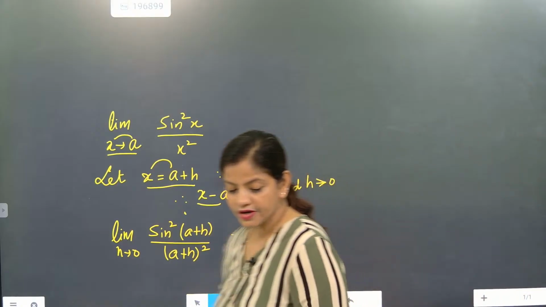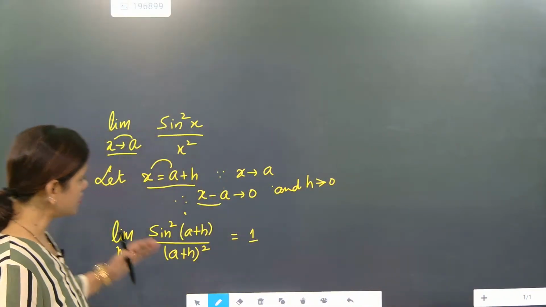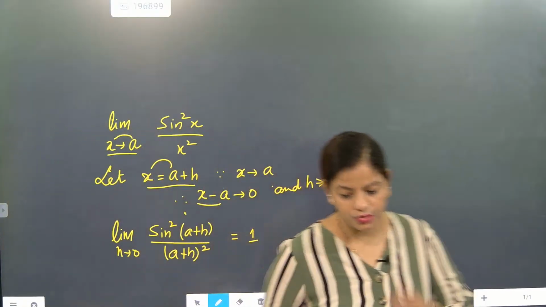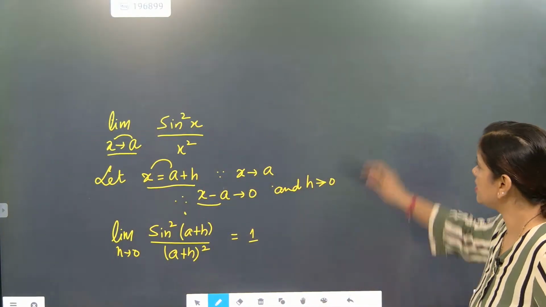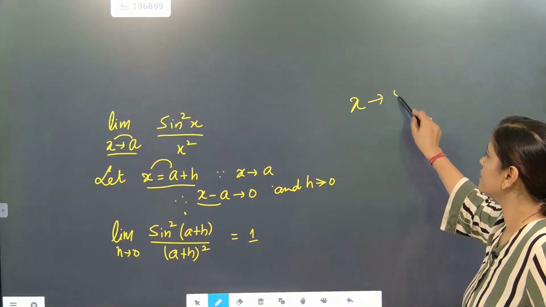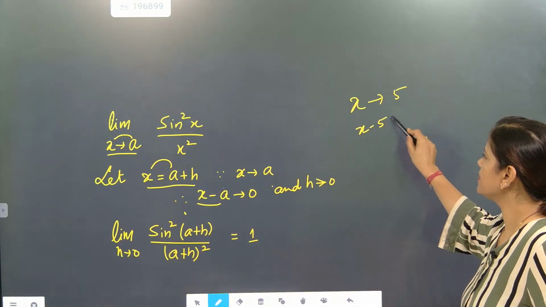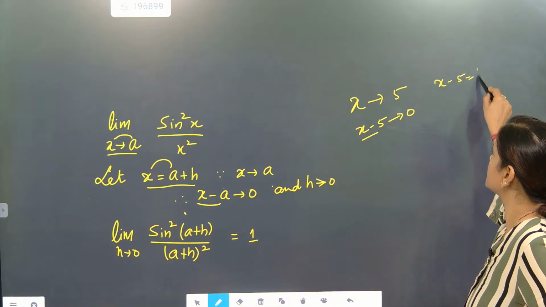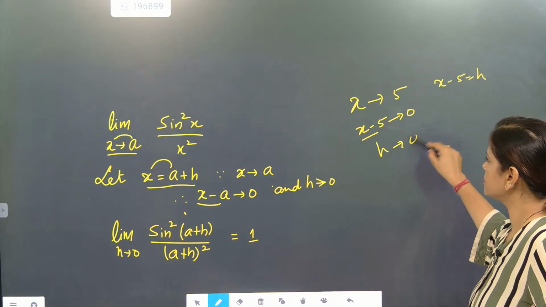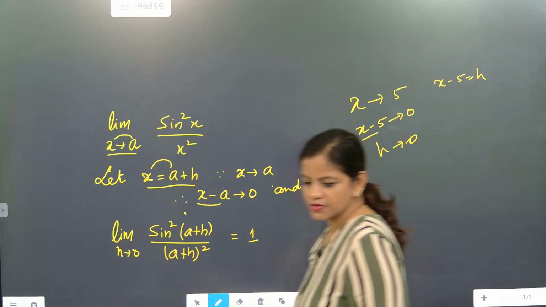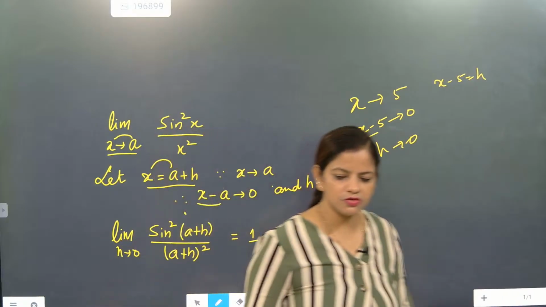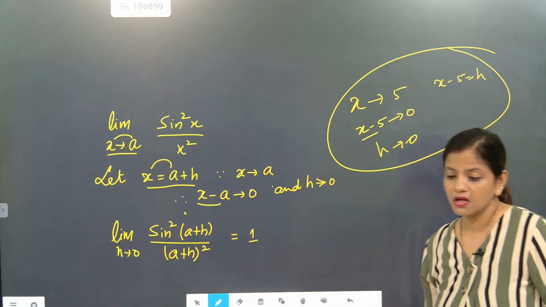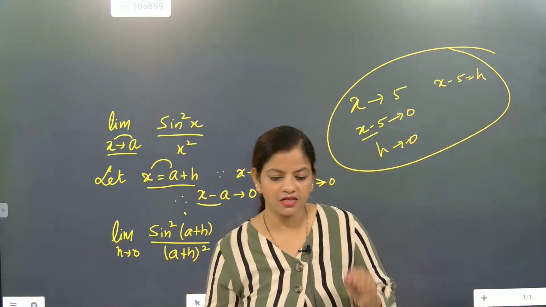I hope everybody understood how to convert. Always remember, beta, if x tends to, this simple thing I'll teach you. If x tends to 5, that means x minus 5 will tend to 0. Take x minus 5 is equal to h. Then it will come h tends to 0. Understood? This is the simplest thing. Anybody saying anything, now don't listen. They will teach big things. You say that this is the only thing.